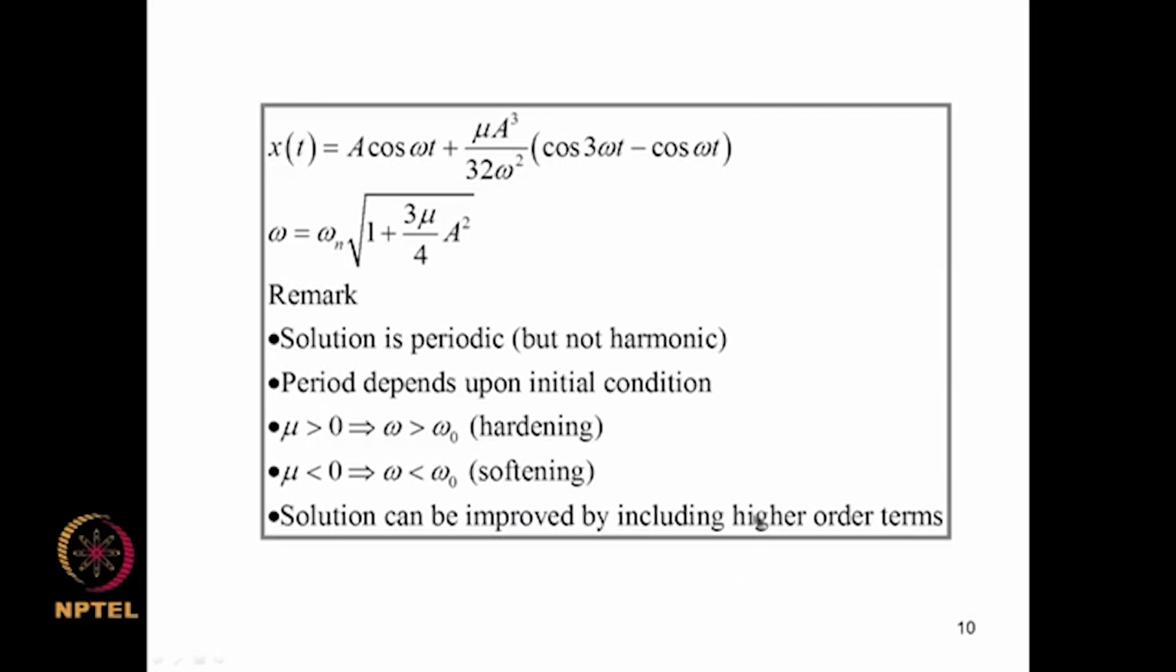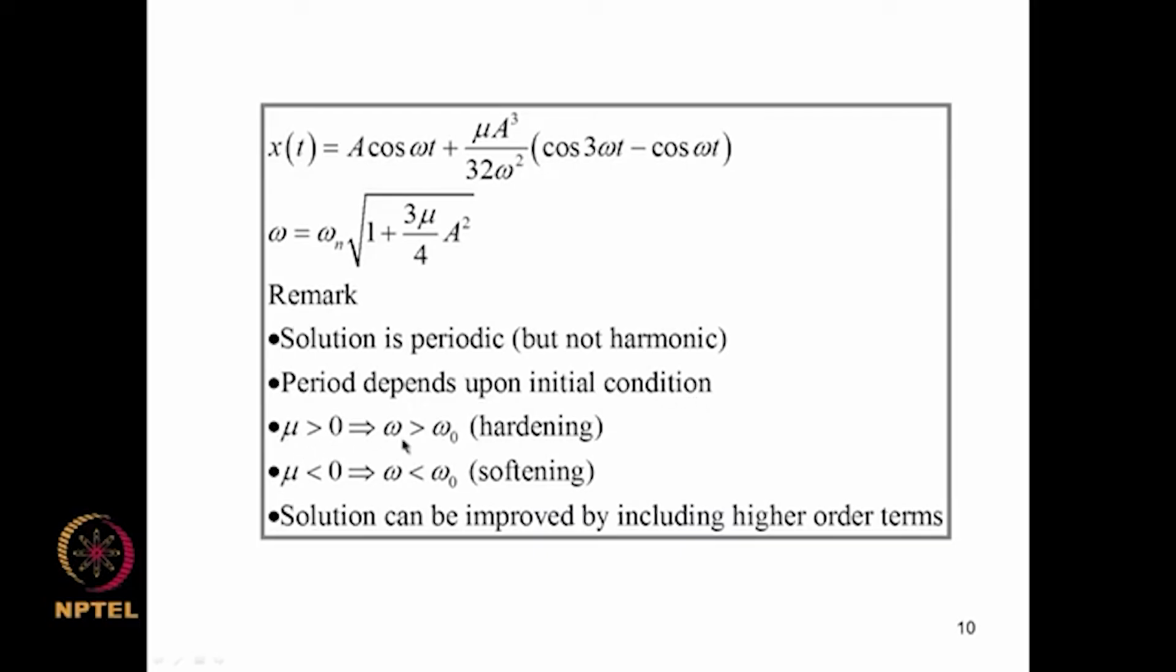So, if we restrict our solution analysis to only the first two terms, I get x of t as a cos omega t plus mu a cube by 32 omega square, this cos 3 omega t minus cos omega t. Omega curiously is given by this. This omega depends on a. What is a? A is the initial condition. So, this is what I was telling, the frequency of free vibration can depend on initial conditions, and the response here is periodic, but it is not harmonic. Okay. So, period depends on initial condition.